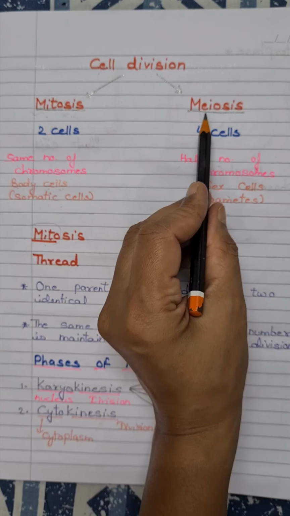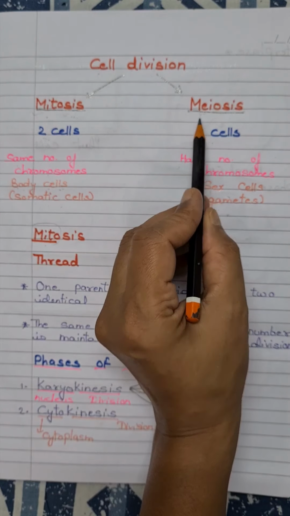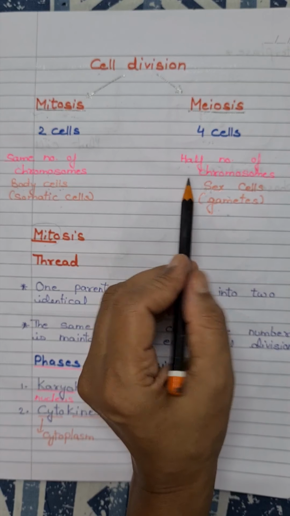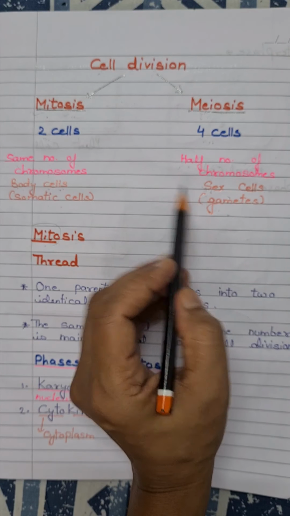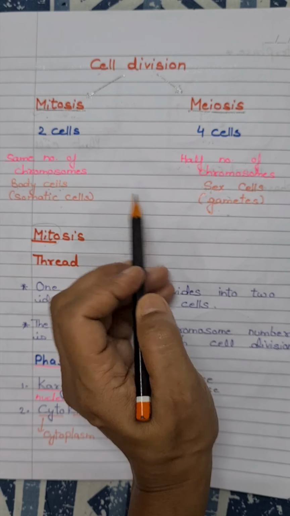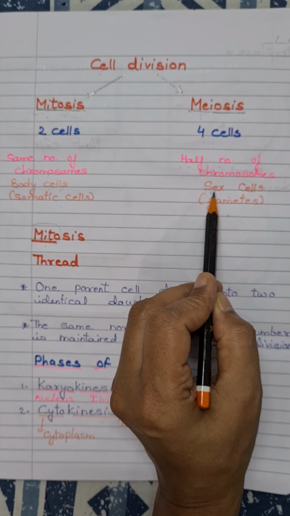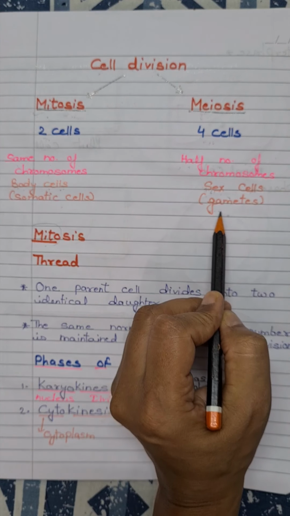Whereas in meiosis, one parent cell divides into four daughter cells with half the number of chromosomes that are present in the parent cell. This type of cell division occurs in the sex cells, meaning the cells of the reproductive organs, to form gametes.